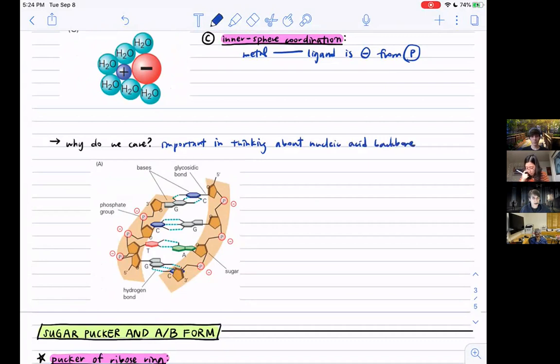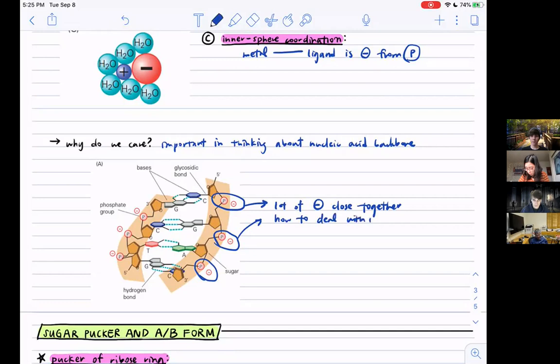So I include a picture of nucleic acid here, and you can see that there are many negatively charged phosphates close together. So you have a lot of negative charges close together. And so metal ion interactions will be important to think about when you think about how to deal with these close together negative charges. Okay.